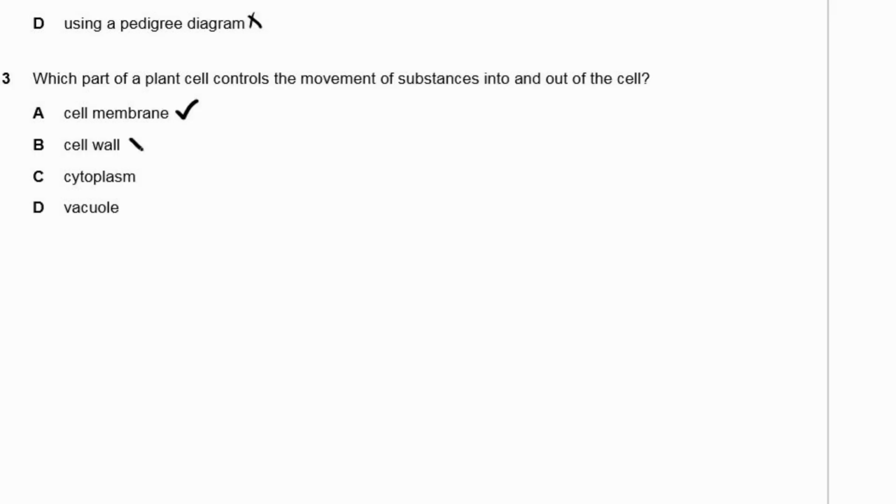The cell wall, no, that's just a mesh, just like a mesh that is there for support and structure. Cytoplasm, nope, that's just where things are dissolved, things float around in the cytoplasm, they move, but it doesn't control the movement of the substances. The vacuoles, nope, that stores stuff. So the answer here is A.